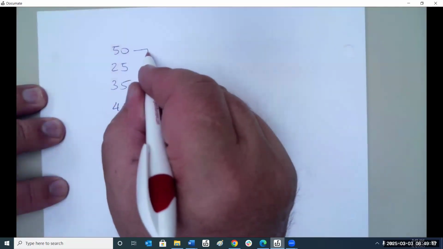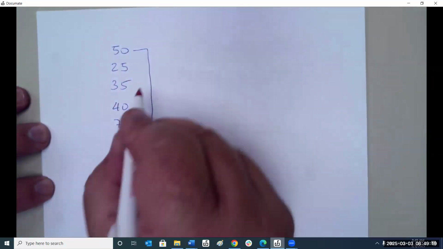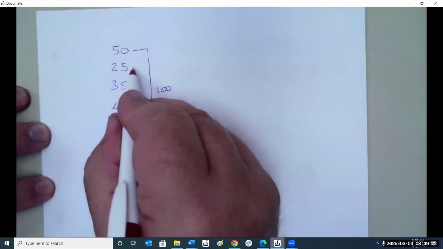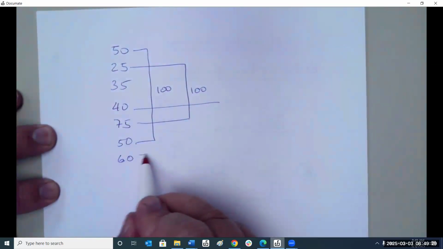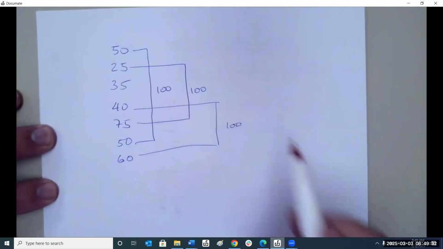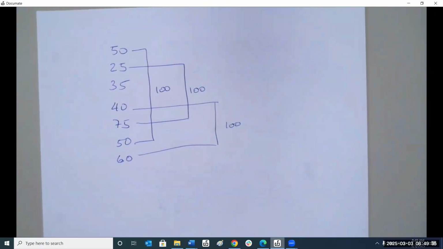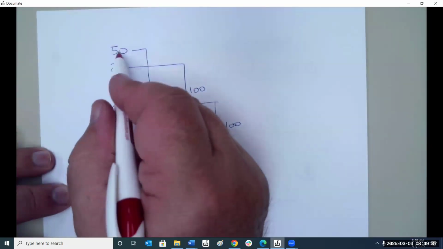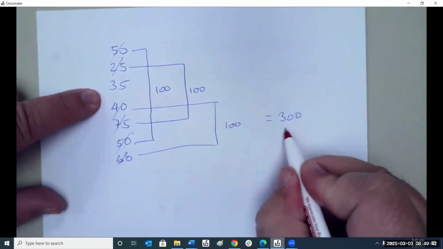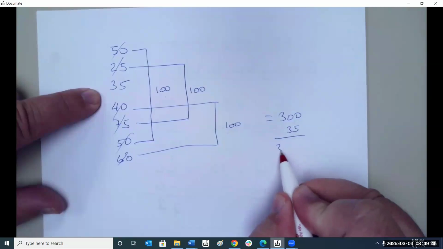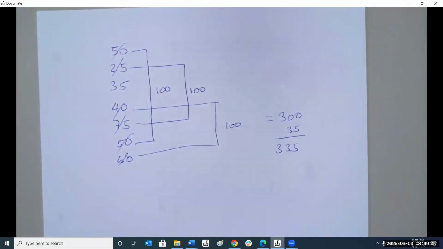So if we add up 50 and 50, what do we get? 25 plus 75 is 100. 40 plus 60 is 100. So that takes care of all these numbers. So it's 1, 2, 3 plus 35. You can group the numbers however you want to, by whatever makes it easier for you.